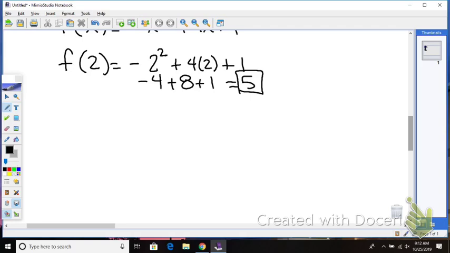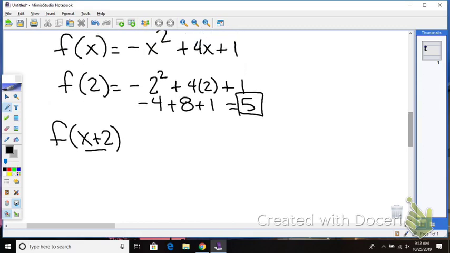Okay? Now, I'm going to math it up just a little bit more. You told me that this tells you what you're going to put in for x. So what if I tell you, now we're going to do f of x plus 2. Where am I going to put the x plus 2? Wherever you see an x, just like you did with a 2, you're going to replace it with x plus 2. So I'm going to go in, and I've got my negative out front. And then I've got x plus 2.